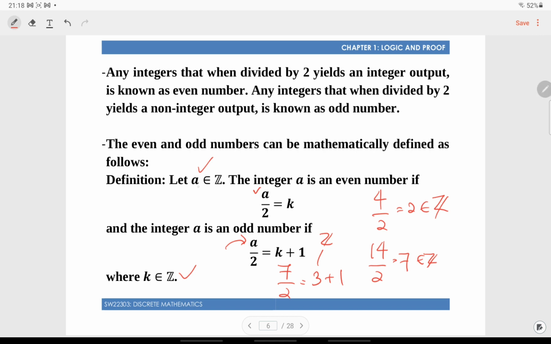So this is the proper definition of even and odd numbers. We define what kind of number a is: a is an integer. Then what is the condition to be an even or odd number? We provide the condition. Any value that satisfies the given condition follows the definition for even and odd numbers.